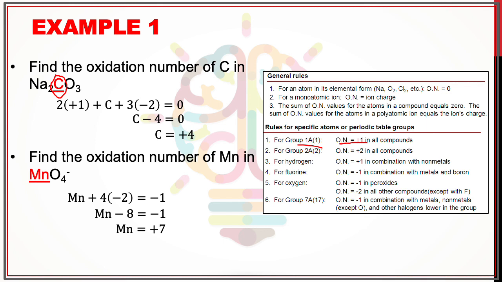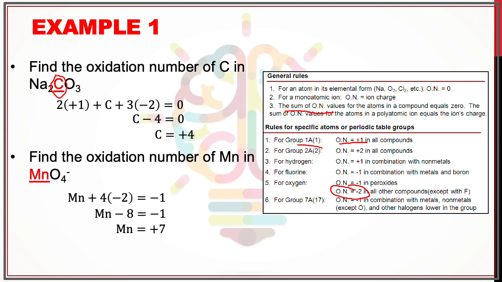Plus carbon, because we want to find the oxidation number for the carbon. Plus 3. Why 3? Because we have 3 oxygen atoms here, multiplied with negative 2, because the oxidation number for the oxygen is negative 2. And then you need to set it equal to 0. Why 0? Because this molecule is neutral. From this general rule, the sum of the oxidation number value for the atoms in a compound is equal to 0. So for this compound, it should be equal to 0.